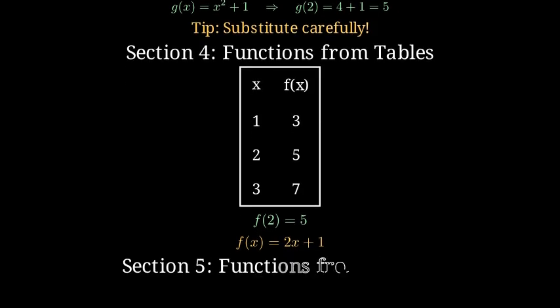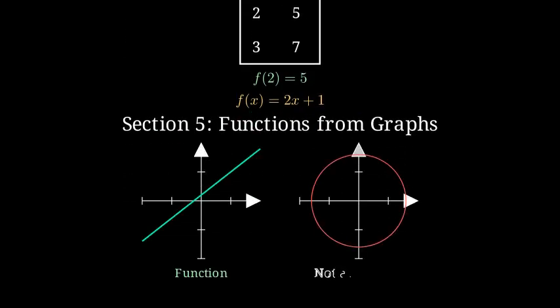Section 5, functions from graphs. A graph shows the relationship between x and y. Key rule: use the vertical line test. If a vertical line touches the graph more than once, it is not a function. A straight line is a function, but a circle is not.